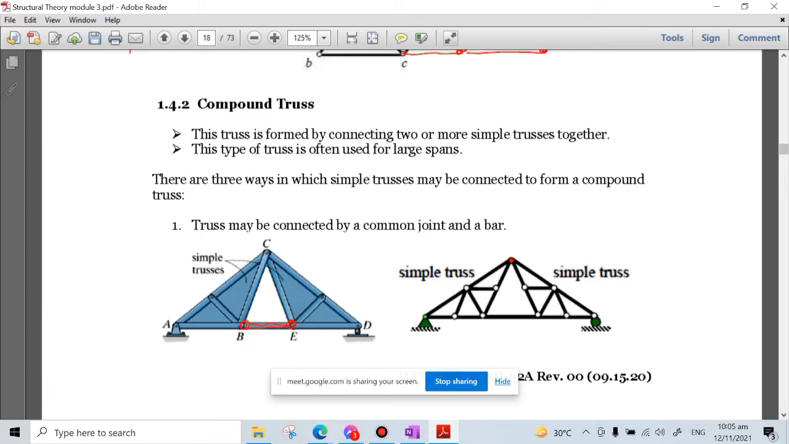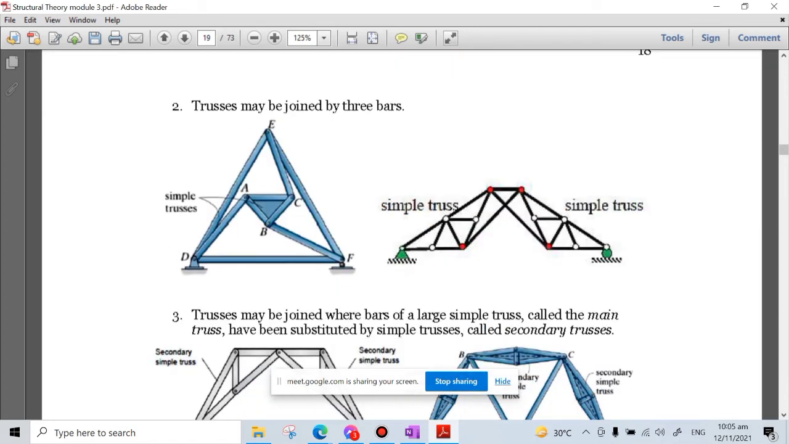And kung makikita ninyo, itong simple truss, simple truss to, simple truss din to. Ngayon, connect natin siya ng isang bar at dalawang joint, yan. So, compound truss na rin siya. Number two, trusses may be joined by three bars. Itong bar na to, 1, 2, 3. Yung tatlong bar na yan ay nag-connect nitong simple truss, yung nasa labas na triangle, at itong nasa loob na triangle. And we have this bar, 1, 2, 3. Itong tatlong bar na yan, yan yung nag-connect ng simple truss na to at ng simple truss na to.